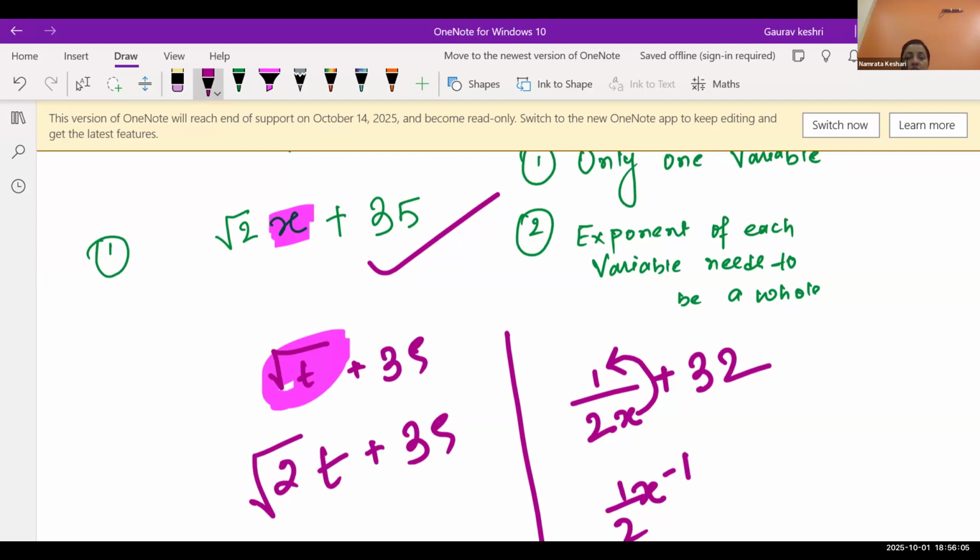Now let me clarify one thing. While checking whether an algebraic expression is a polynomial or not, all the variables need to be sitting in the numerator. Only then can you check the exponent properly. Are you understanding?